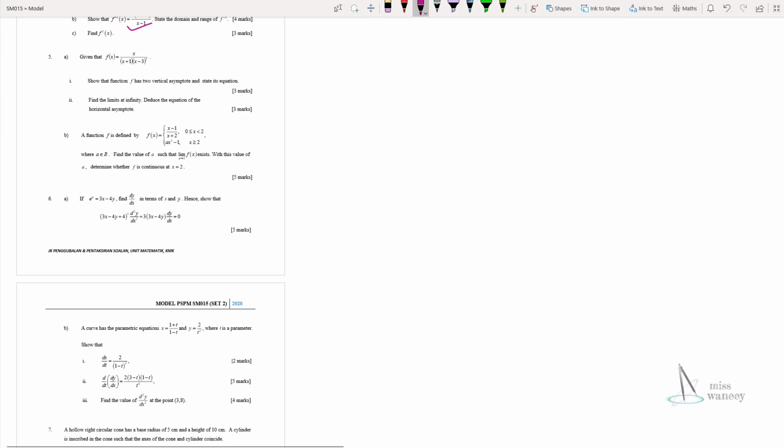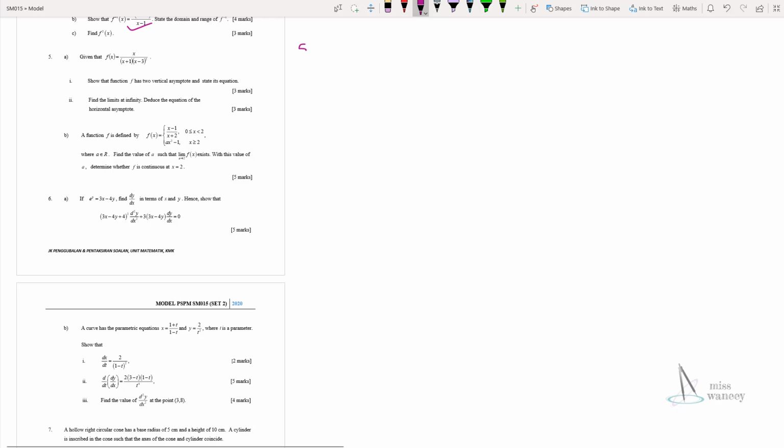Okay, so now question number 5. Given that f of x is x over x plus 1, x minus 3 squared, show that f has two vertical asymptotes and state their equations. Find the limit at infinity, and deduce the equation of the horizontal asymptote.